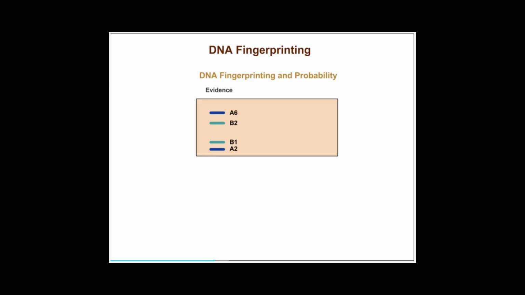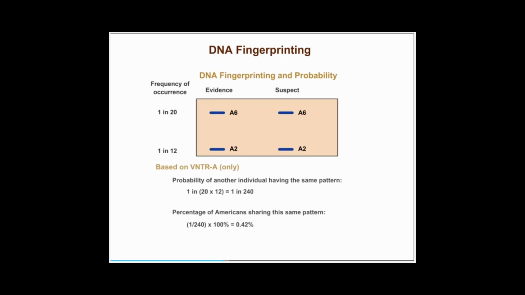Assuming that we know the frequency with which each allele occurs in the U.S. population, we can calculate the probability that the evidence DNA has come from an individual other than the suspect. For now, let's focus on the alleles of VNTRA. The frequency of occurrence of the A6 allele is 1 in 20 individuals, so we would expect that 5% of the American population would have this allele. The frequency of the A2 allele is 1 in 12 individuals.